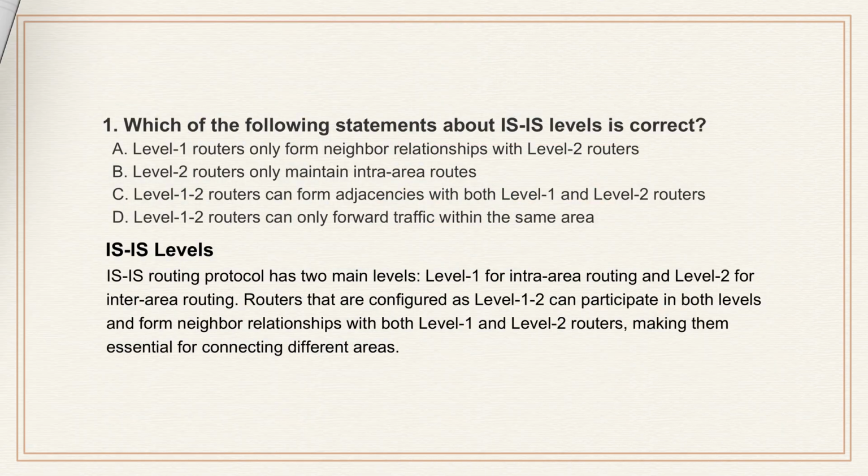Okay, good point. Let's dive straight in then. First up is a question about ISI levels. The answer they give is C. Level 1-2 routers can form adjacencies with both level 1 and level 2 routers. So what's the bigger picture here? Why have these different levels? Does it matter in a real network?